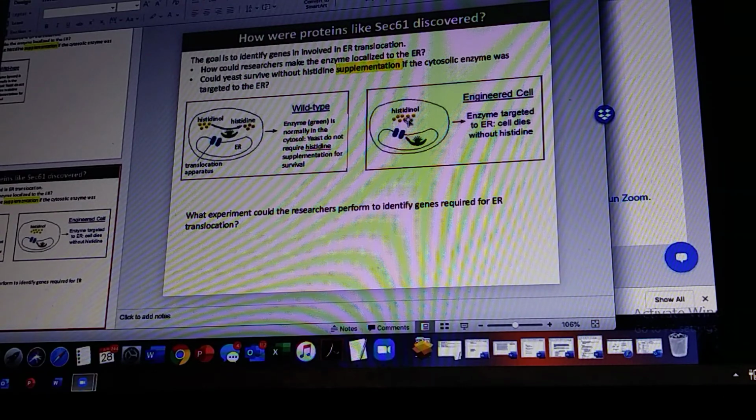Thus, histidinol cannot be converted into histidine. So now the cell will die unless the scientists give the cell histidine. Like if they put histidine in the media, then the cell will be okay because it has histidine externally, right? It can enter into the cell. But if they don't supplement with histidine, then those cells are going to die because this enzyme is now in the ER. Does that kind of make sense? Yes. Okay, so that's your assay.